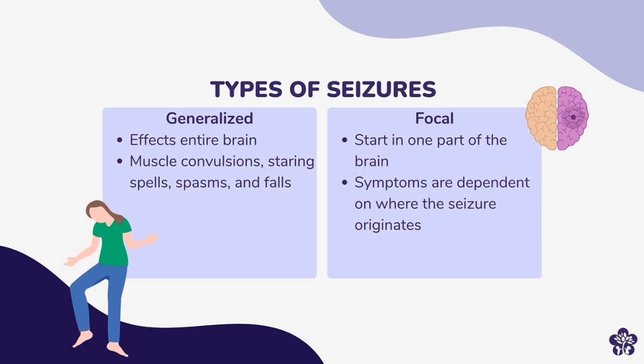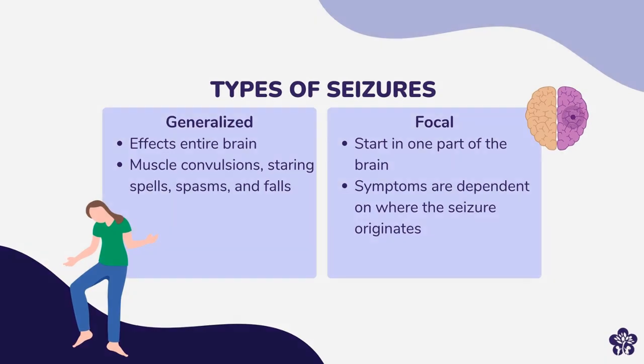Focal seizures, previously called partial seizures, start in one part of the brain and affect the part of the body controlled by that part of the brain. Symptoms for these depend on where the seizure originates. For example, the occipital lobe, which is responsible for vision, is an area in which a seizure can originate and could cause a person to have excessive or rapid eye blinking.